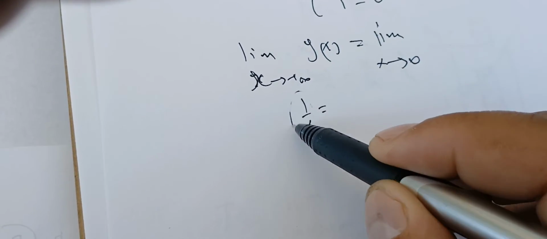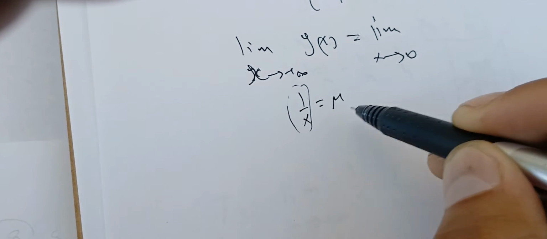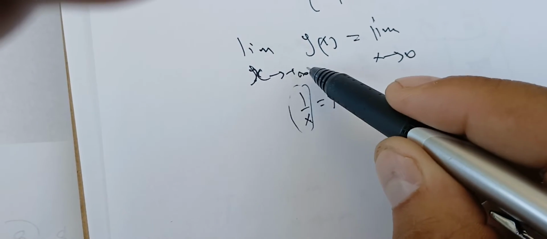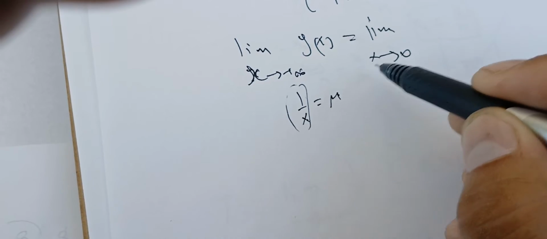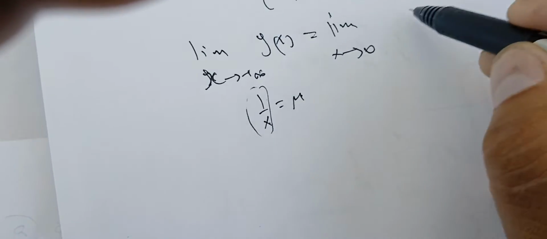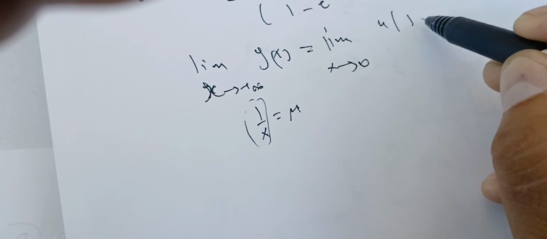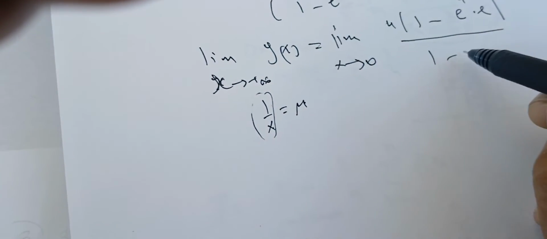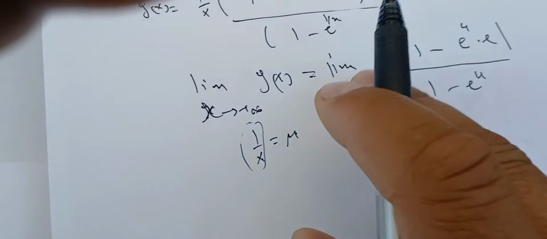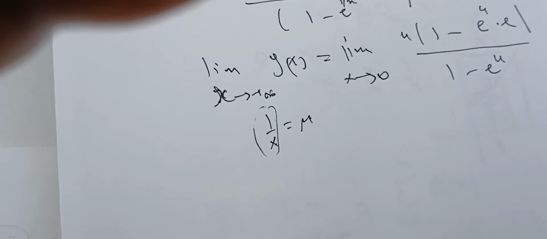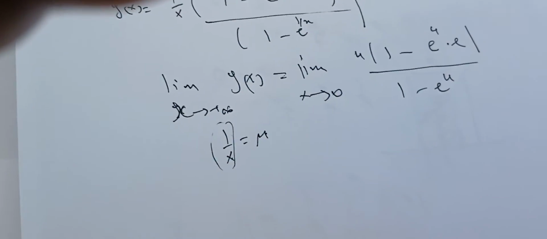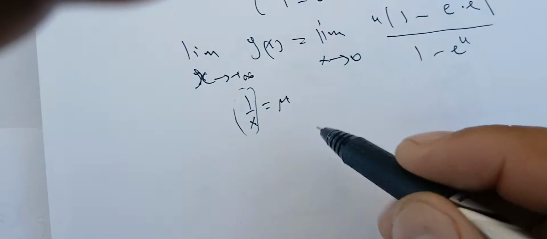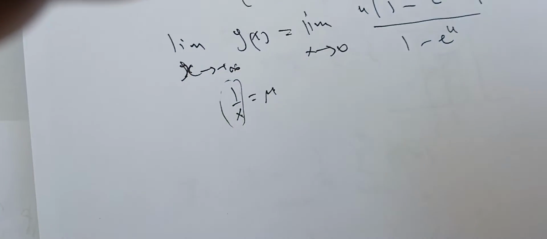So I take 1 over x as u. So when x goes to plus infinity, u is going to 0. So I have u times 1 minus e to u times e over 1 minus e to the power u. So this is the limit. Why are we doing this? Because we're going to use Taylor series. Taylor series, we will come back to that.